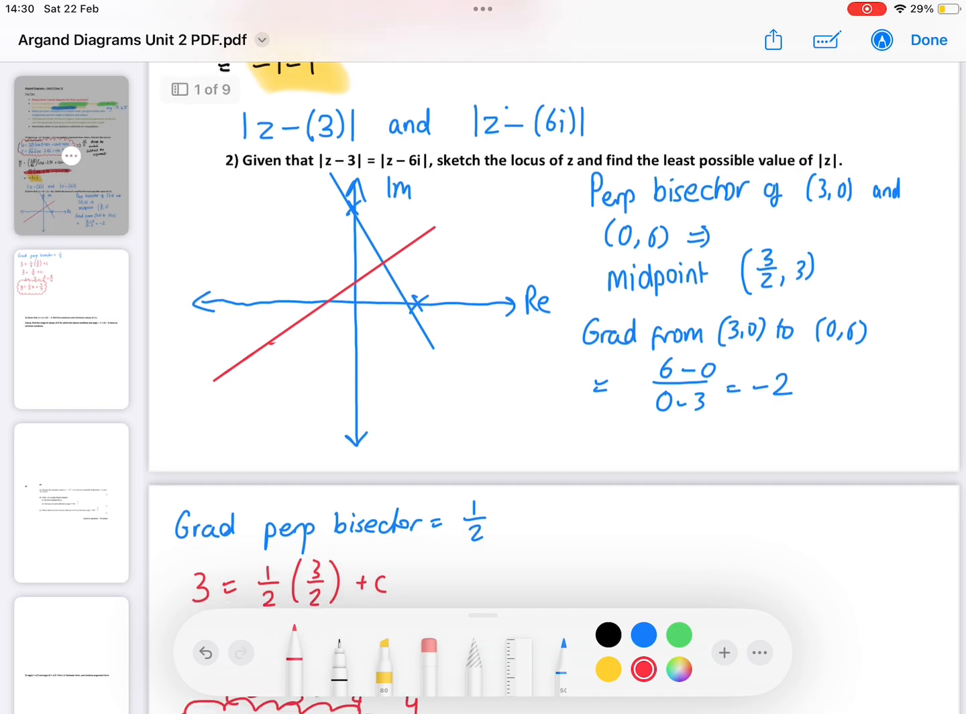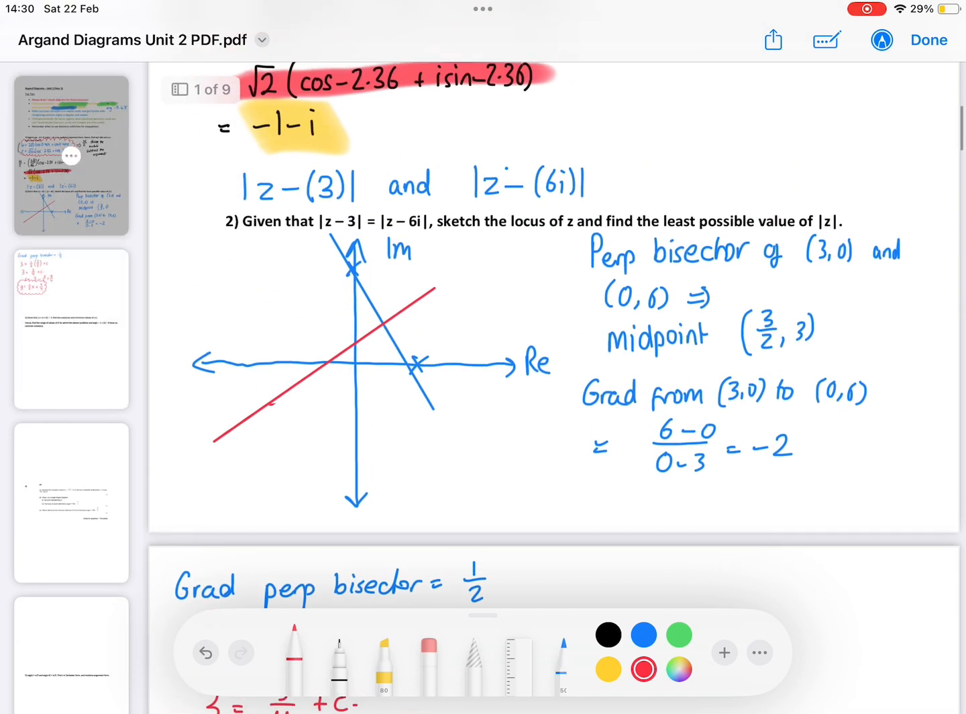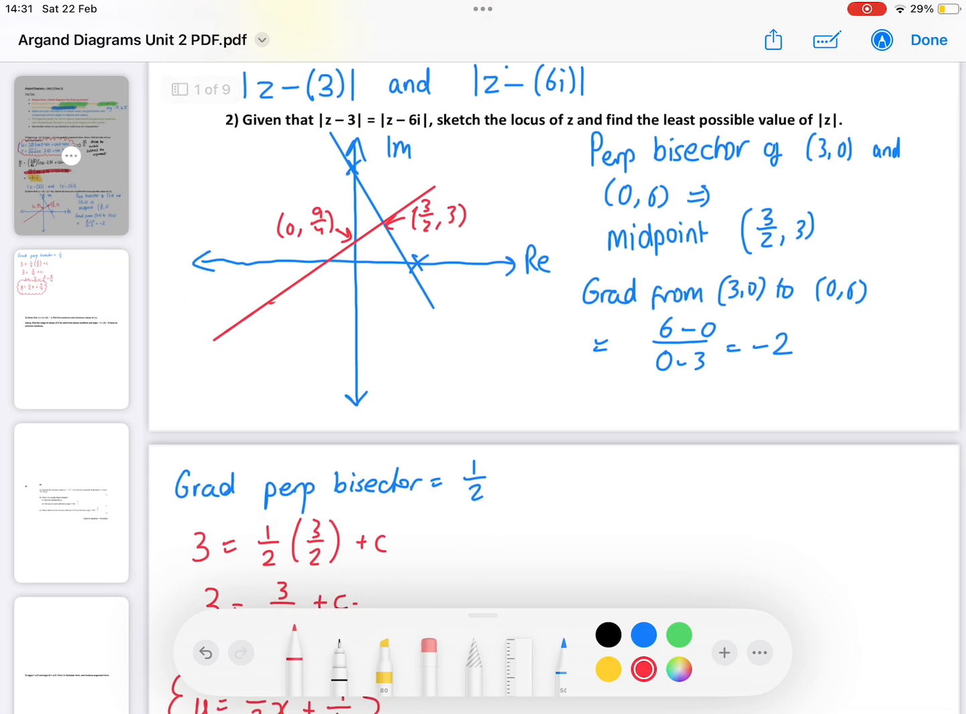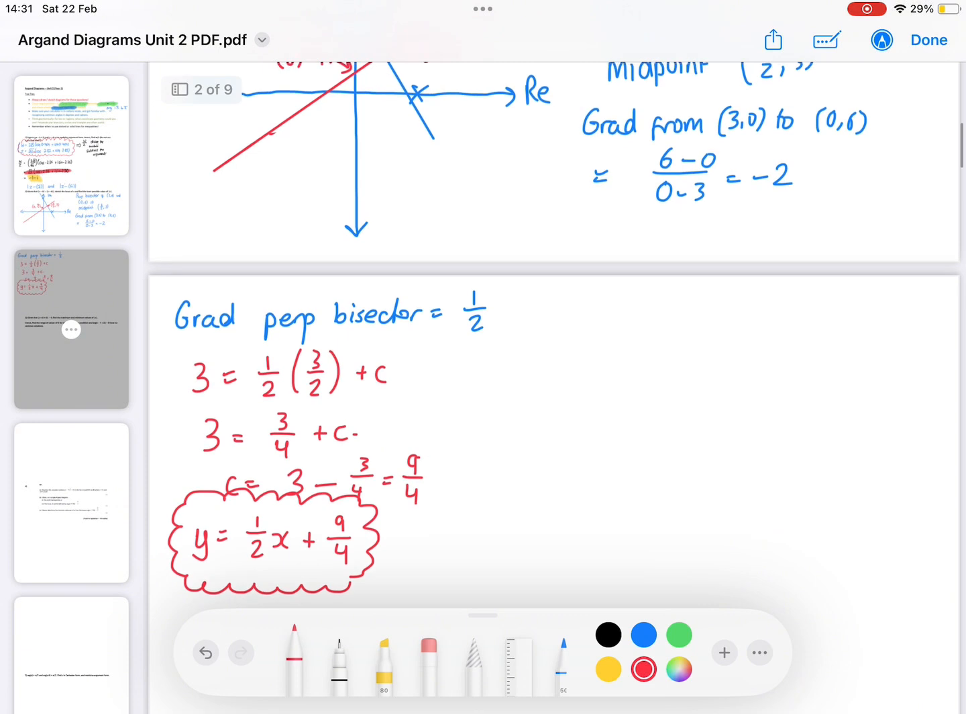And we've sketched it in red here, but all we need to do is label on the relevant points, which we've just said. So 3 over 2, 3 is there. And this is 0, 9 over 4 here. So that's the first part of the question. And now we need to find the least possible value of z. So I'm just going to erase some of the working where we worked out the equation of the line, because I didn't really leave enough room.